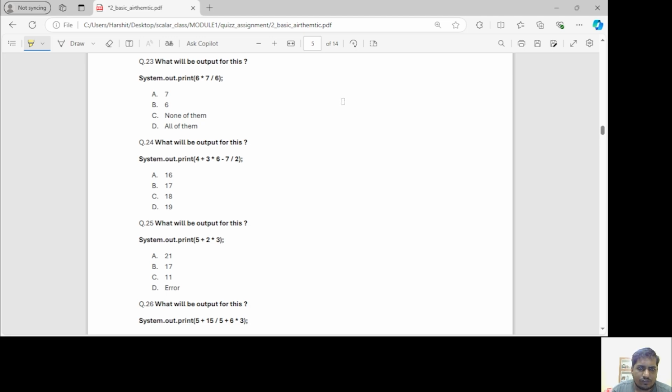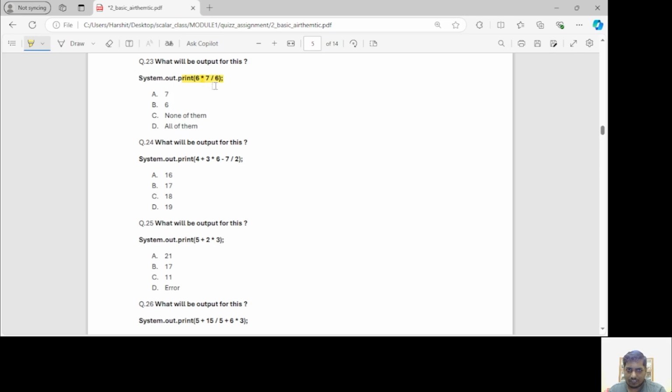Now we see the question number 23. System.out.print 6 multiplied by 7 divided by 6. Okay, in this question we will solve according to the rules of ranking in the operator. So what do the rules of ranking say?